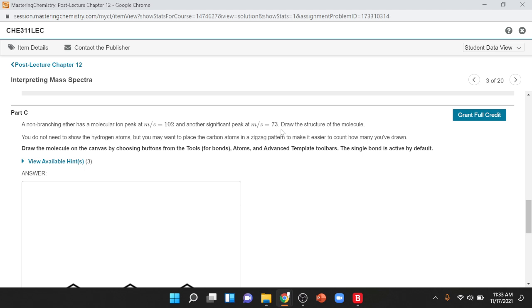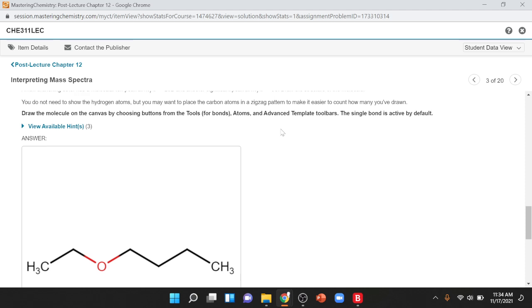And again, remember, it's going to be 14 for each CH2, plus 1 more hydrogen for the cap at the end. So that would be 2 carbons long, isn't it? 14 times 2, 28, plus 1 for the end. Everybody understand what I just said? And just for curiosity, let's go back through this case.